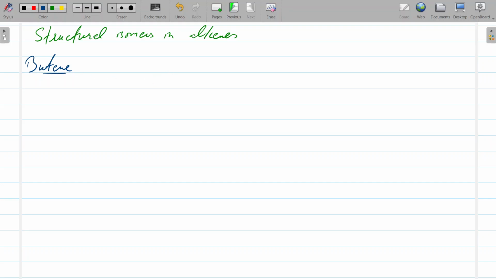Do you guys remember what the general formula for an alkene is? No, CnH2n plus 2 is for alkanes, right? So CnH2n is for alkenes. And for butene, what would be the value of n? What number would it be?